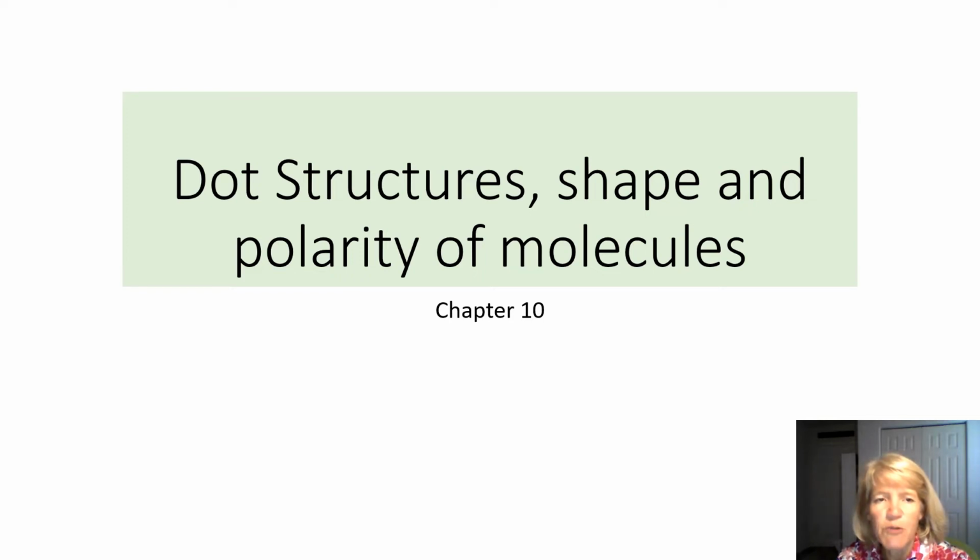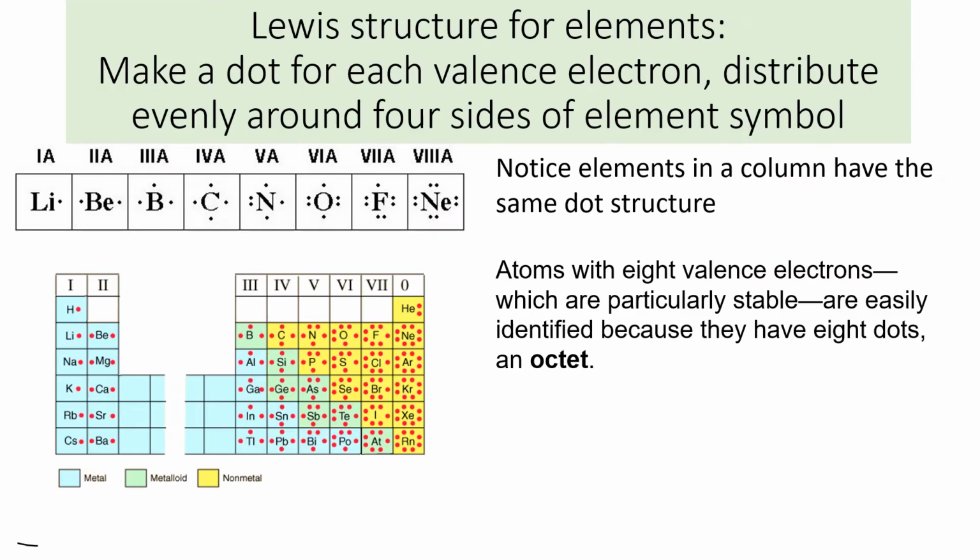In Chapter 10, we'll look at dot structure, shape, and polarity of molecules. Dot structures for the elements give the element a dot for each valence electron. So to review, remember the valence electrons are the column that it's in.